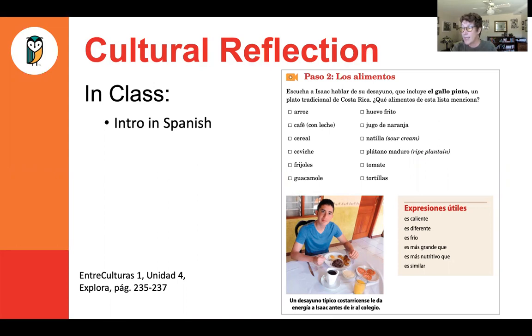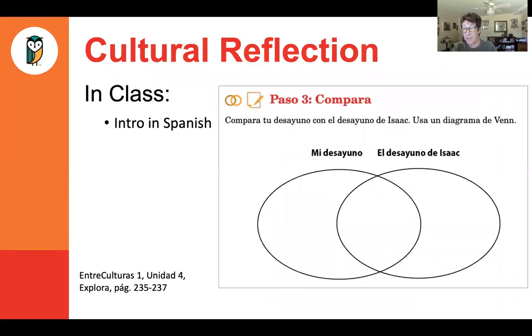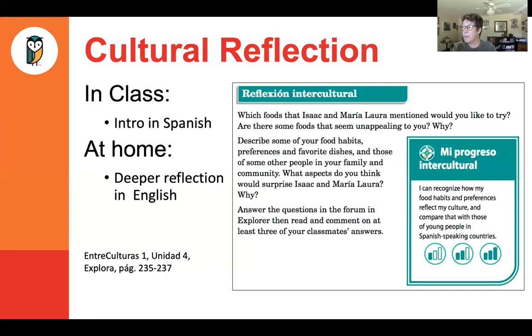As you can see with this activity, while watching the Costa Rican video, students will indicate which foods are mentioned and then complete a Venn diagram comparing the Costa Rican breakfast with their own breakfast. They do a similar activity with the Paraguayan bloguera, answering questions about her meal as well. The next step then is to do a deeper reflection at home in English.